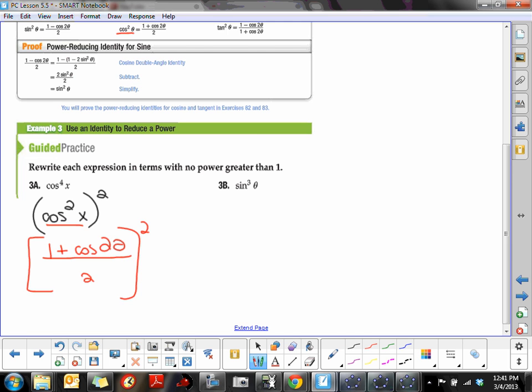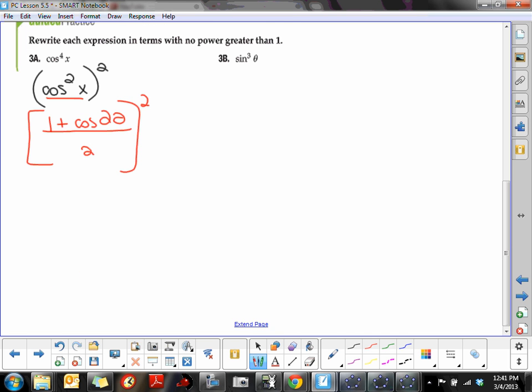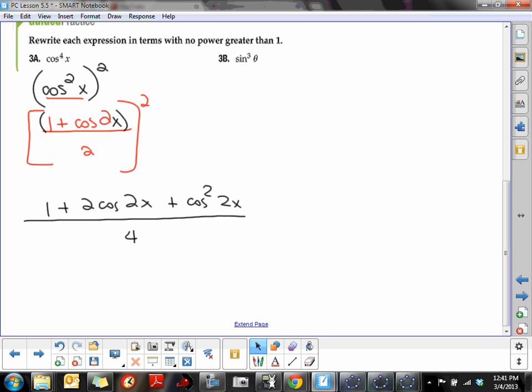So we're going to have to square this expression. It's going to be 1 plus cosine of 2 theta, squared. And since I want to keep the variables consistent, it would have been wise to keep this an x, so I'm going to put an x in there. Now I've got to square this binomial. To square that binomial, I get 1 plus 2 cosine of 2x, then plus cosine squared of 2x. That's all over 4.